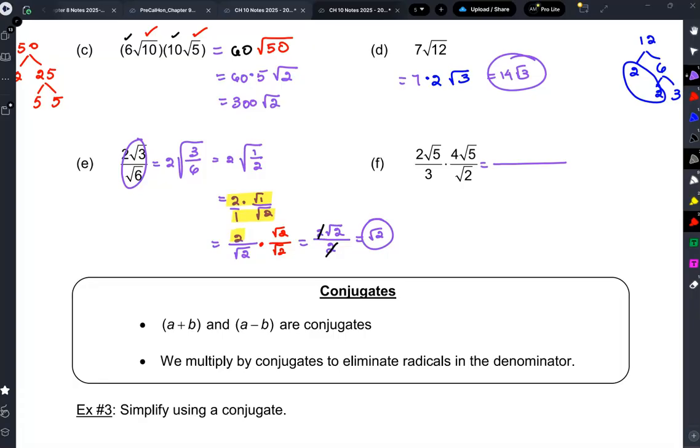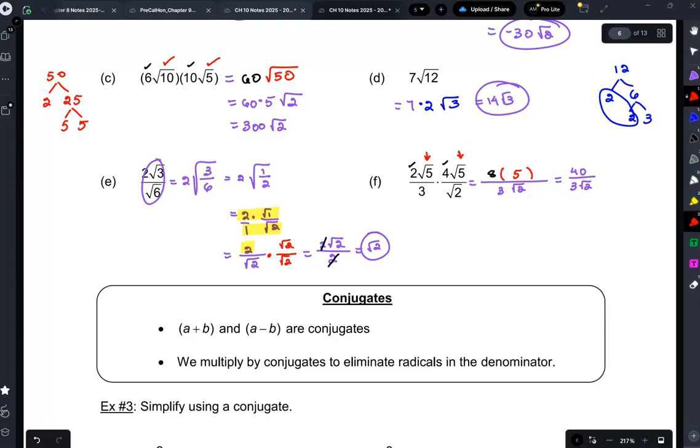So first we're going to multiply this fraction. Look at this one. The 2 times the 4 gives me an 8. And then the root 5 times the root 5 gives me a what? A 5. Over 3 times root 2. That's all we got. 3 times root 2. So now let's simplify. 40 over 3 root 2. Are we done? No, I need to multiply root 2 over root 2.